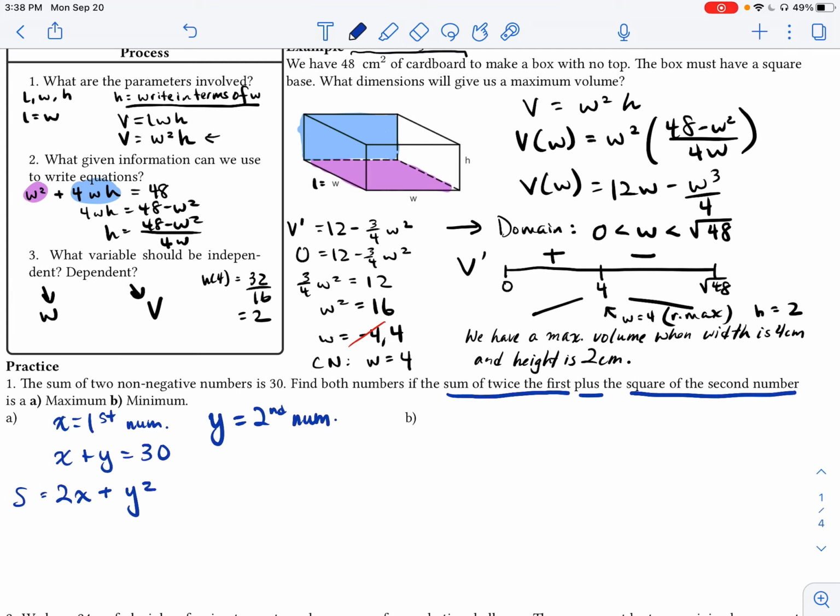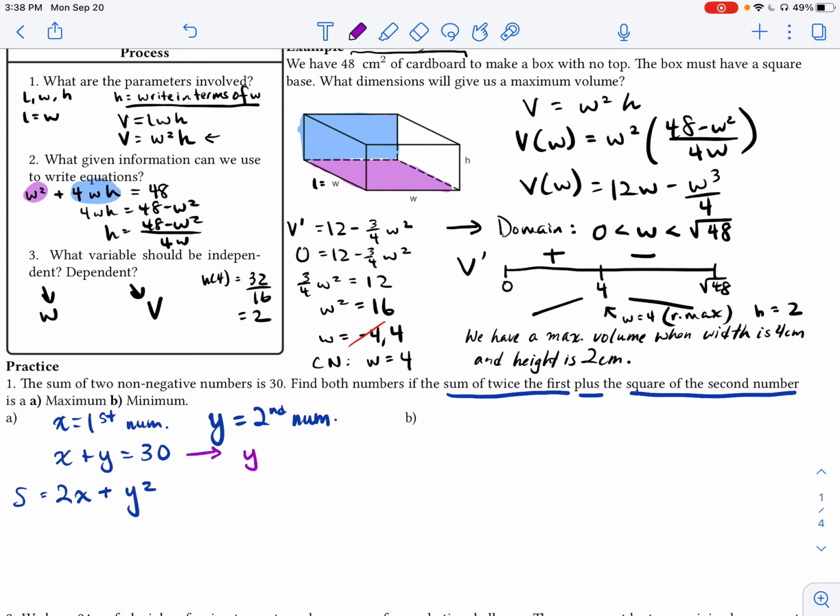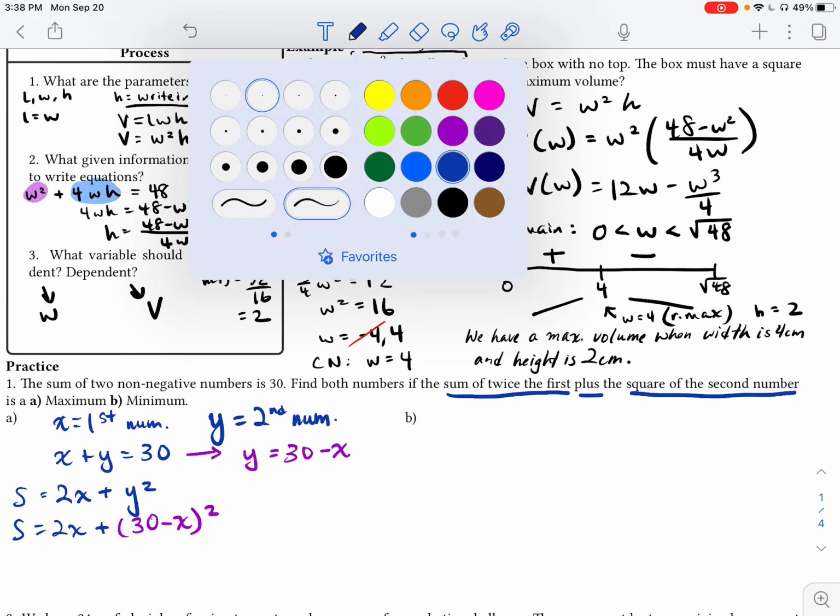All right. Now, we've got two different variables here. We're going to need to see if we can write one variable in terms of the other. From here, it doesn't really matter which one you choose, but I'm going to rewrite y as being 30 minus x. I'm writing y as a function of x. So I'm going to do that substitution. Now our sum is 2x plus y as a function of x, so 30 minus x, that quantity squared.